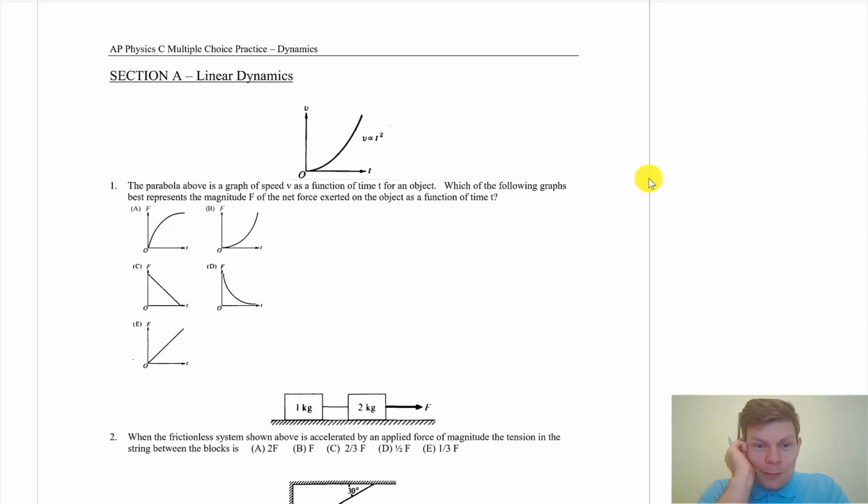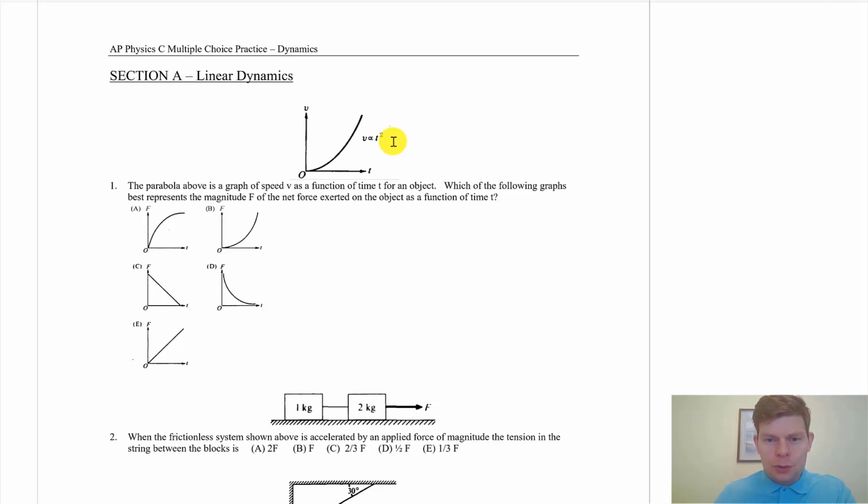All right, guys, I'm going to try and go through this as quickly as I can. This is the first video. I'll do questions 1 to 10. So we look at this guy. We've got velocity is proportional to t squared.